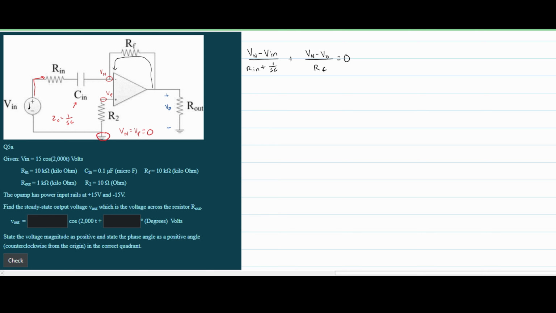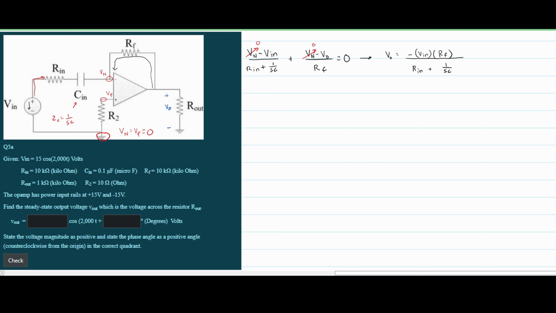Now we know that our Vn for both of these is 0, because it's equal to Vp, which is 0. And we want to solve for our V out, so we're going to multiply everything by RF and then move V out to the other side. I'm just going to put V out on this side. We get V out is equal to negative, and I'll put these in parentheses, the V input times our RF, because we're multiplying everything by RF, and this is all divided by our R input plus 1 over S times C.